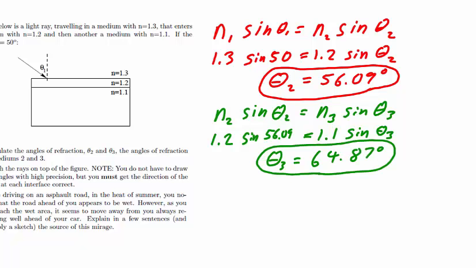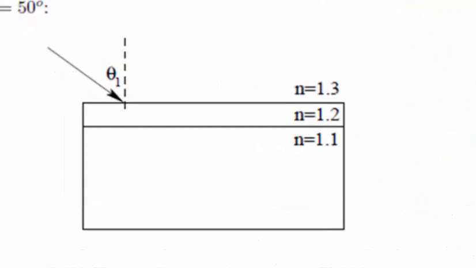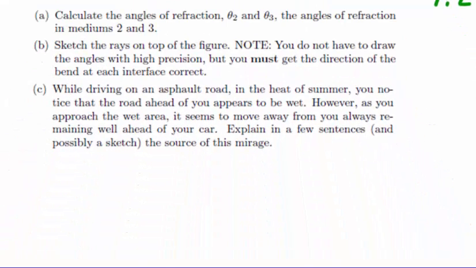In part B of the problem, we are asked to sketch each one of these rays. I'll follow the color of the calculation in sketching the rays, and we can see that these rays are successively bent away from the normal at each interface because we are entering media with successively less and less index of refraction.